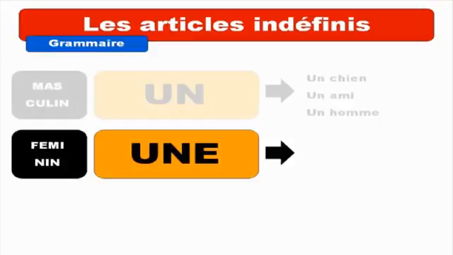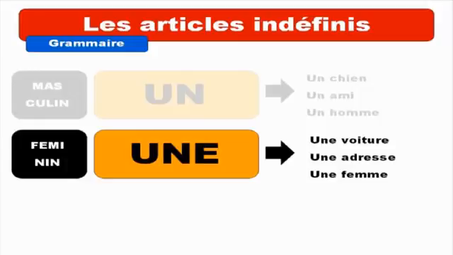Okay, so now feminine form, it's une. And we get these examples. Une voiture. Repeat. Une voiture. Okay, and then une adresse. So it's a little bit the same thing. You see there is no real break between the two words. It's une adresse, like if it was only one word. Une adresse, okay? Repeat. Une adresse. And then une femme. Repeat. Une femme.